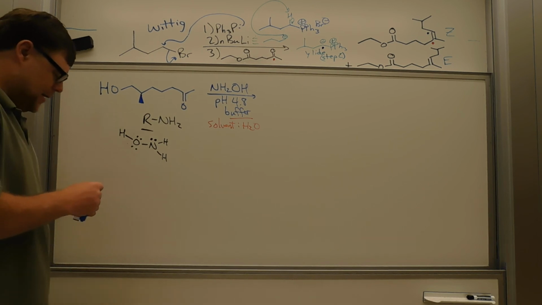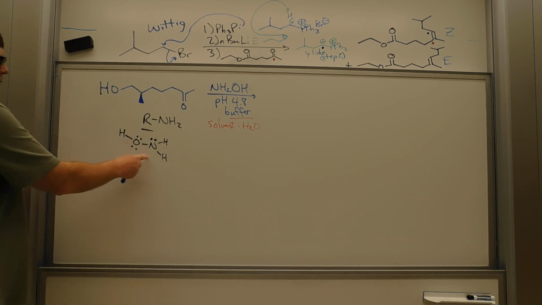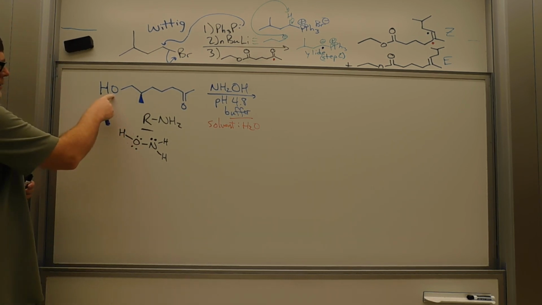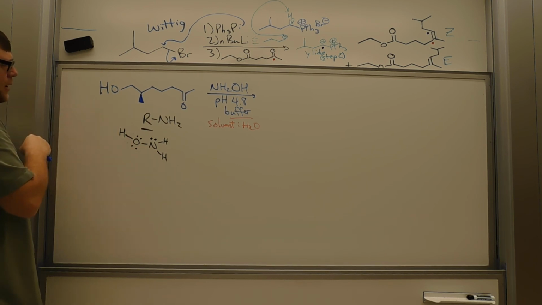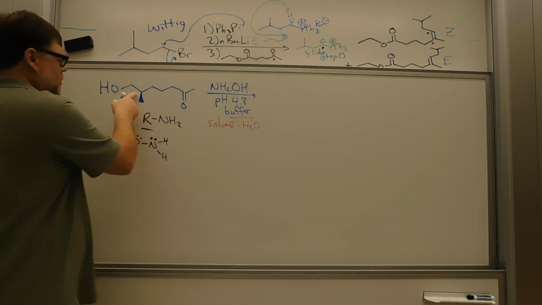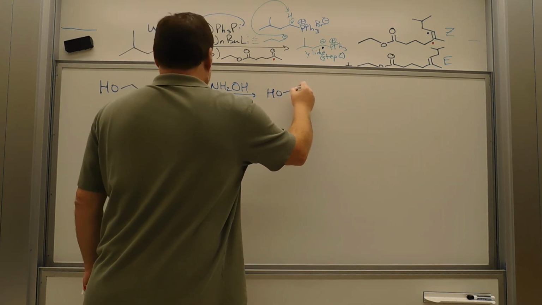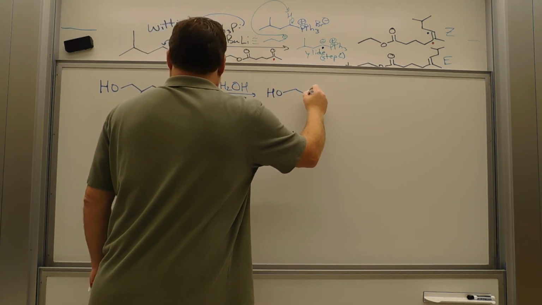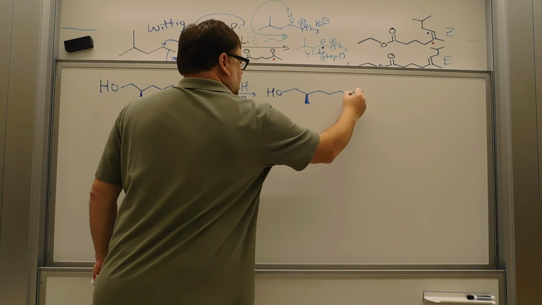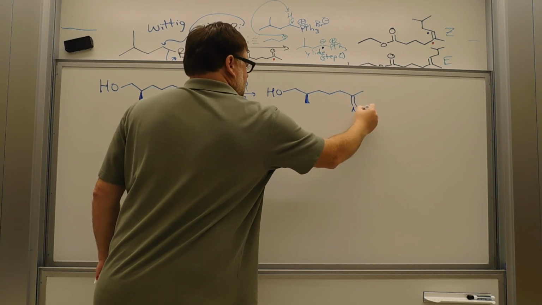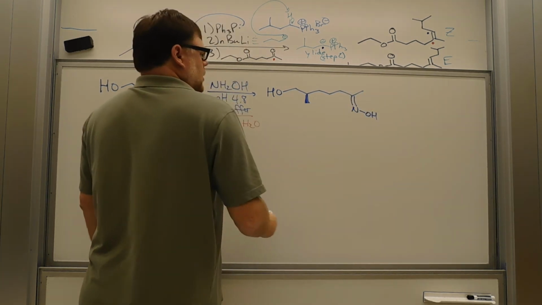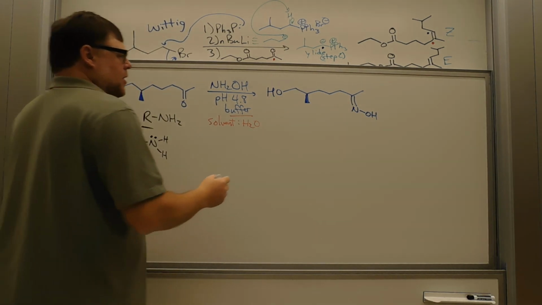So the product of this: it's not a strong enough nucleophile or base to do anything with the alcohol. pH 4.8 buffer is not going to do anything with the alcohol. So that alcohol just sits there, watches from afar. We're not going to mess with the chiral center. So just keep all of that the same. There's your product. This is called an oxime.